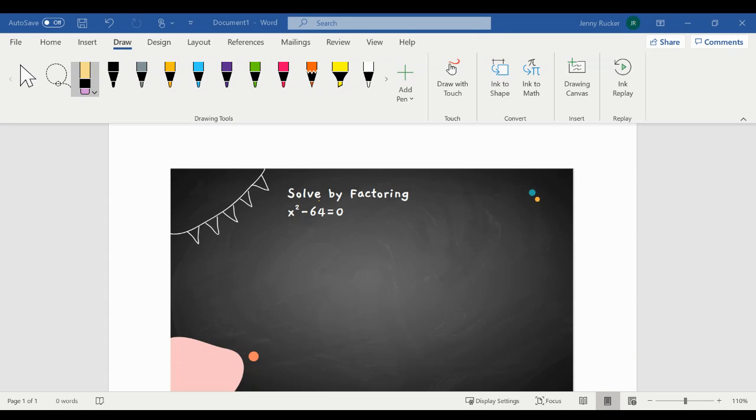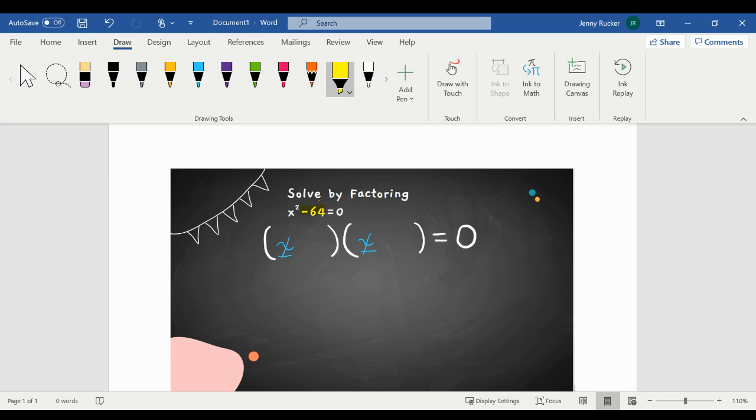In this problem, we are asked to solve by factoring. The equation is already set equal to 0, so we can set up our parentheses for our factors. Our first times our first must produce x squared. So this looks like it will be x times x.